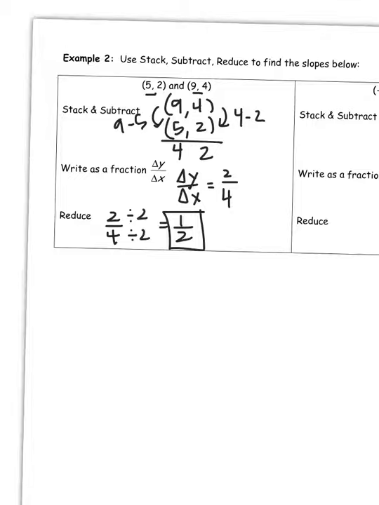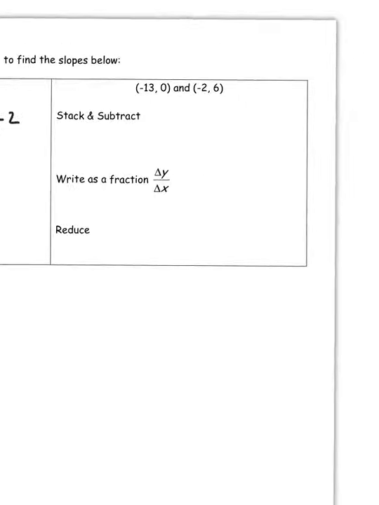The next example, here are my 2 points, negative 13, 0 and negative 2, 6. In this example, it's not too obvious which point has bigger numbers. But since this point has a positive 6, I see a positive 6 is bigger than 0. And actually, negative 2 is bigger than negative 13, so I'm going to put negative 2, 6 on the top. Again, it doesn't really matter. That's up to you which one goes on top. So negative 2, 6 and negative 13, 0, stack them.